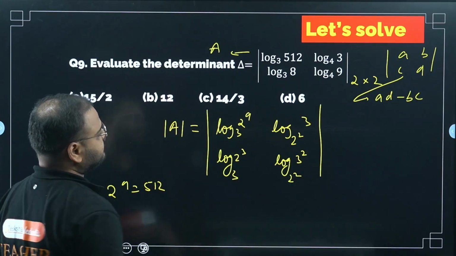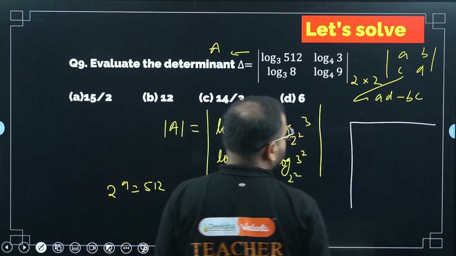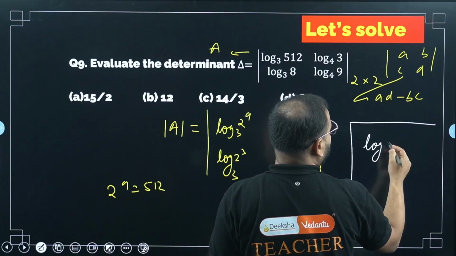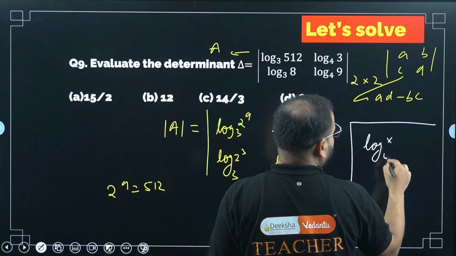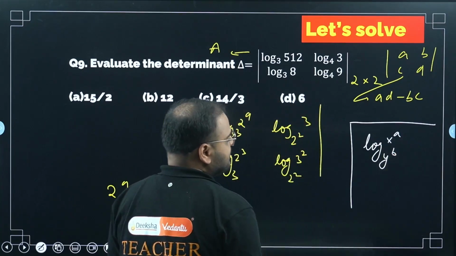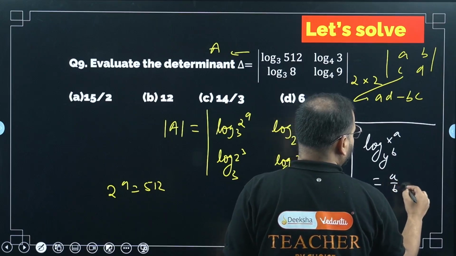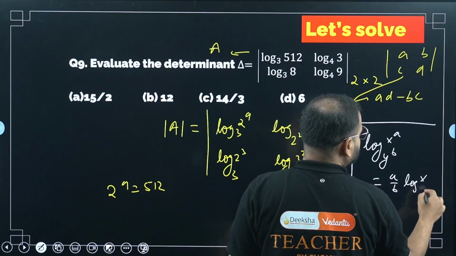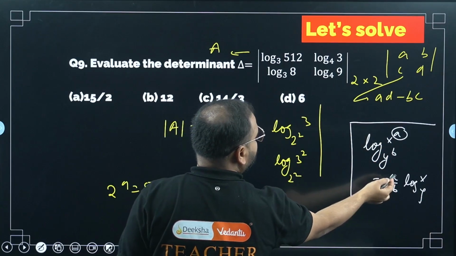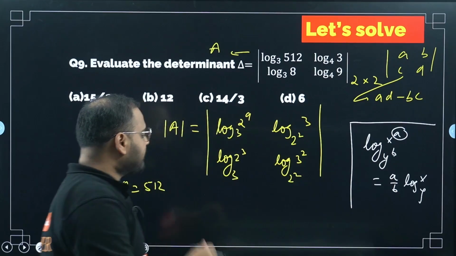Now we know some formulas in logarithms. What is it, sir? We know this. Log of x to the power a and y to the power b is simply a by b log of x to the base y. Correct? So whatever is the power for the value will come in the numerator, and the power of the base will come in the denominator. Okay? So we will simplify this.